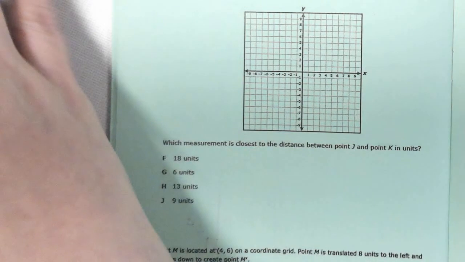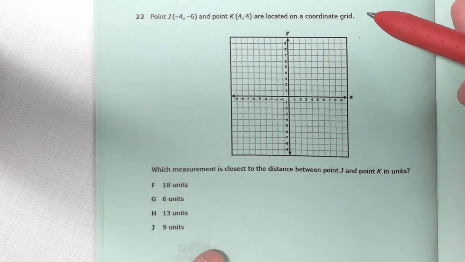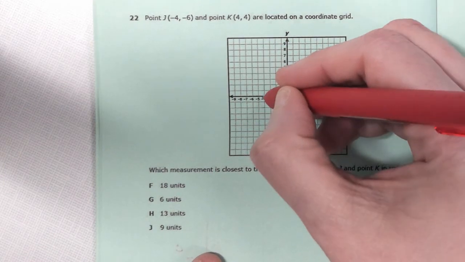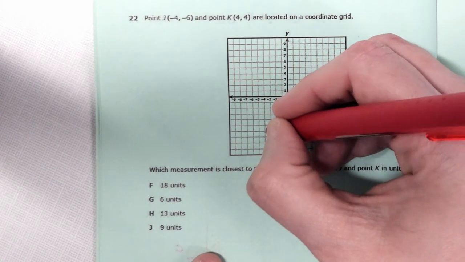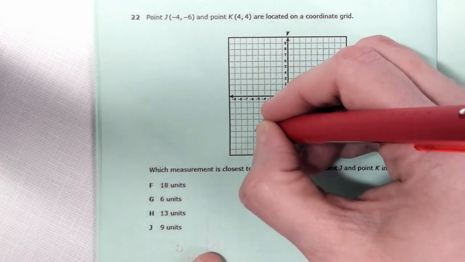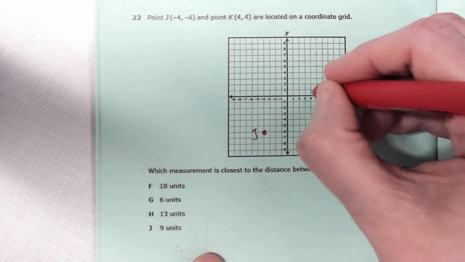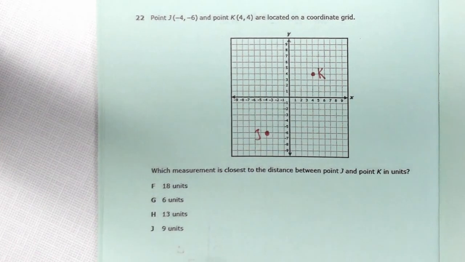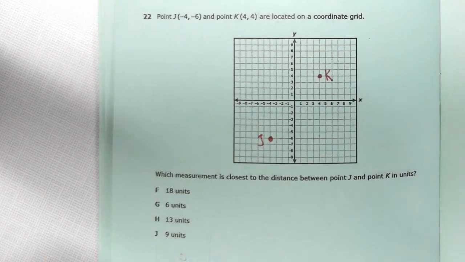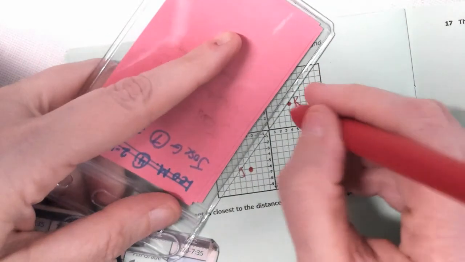Okay? I want you guys to try this one. This one is trickier. So this is the last one we're going to do. This one's a little trickier because this time you have to plot the points. Okay? So I have -4, -6, and that's point J. And then I have 4, 4, which is K. Okay? So they want me to tell them how far apart these 2 points are.